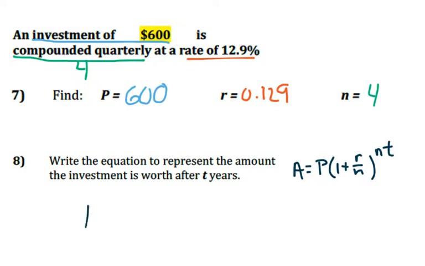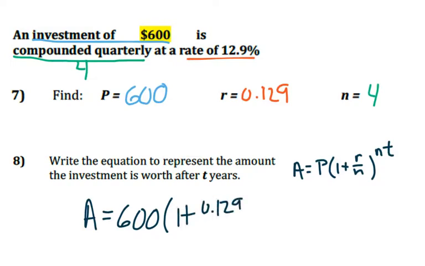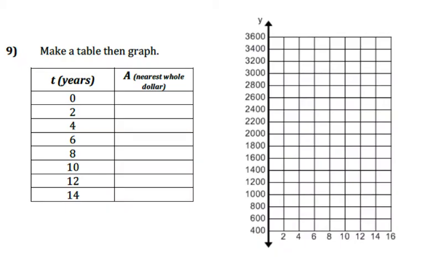So substituting in, we get that the account balance A is equal to 600, parenthesis, 1 plus 0.129 divided by 4, and we're going to raise that to the 4T power. Now that we've written an equation to represent the amount the investment is worth after T years, we're going to use that equation to fill in this table in number 9 and create a graph. Remember, to do this, we're going to take our formula, we're going to substitute in the value of T into it and come out with a value for A.